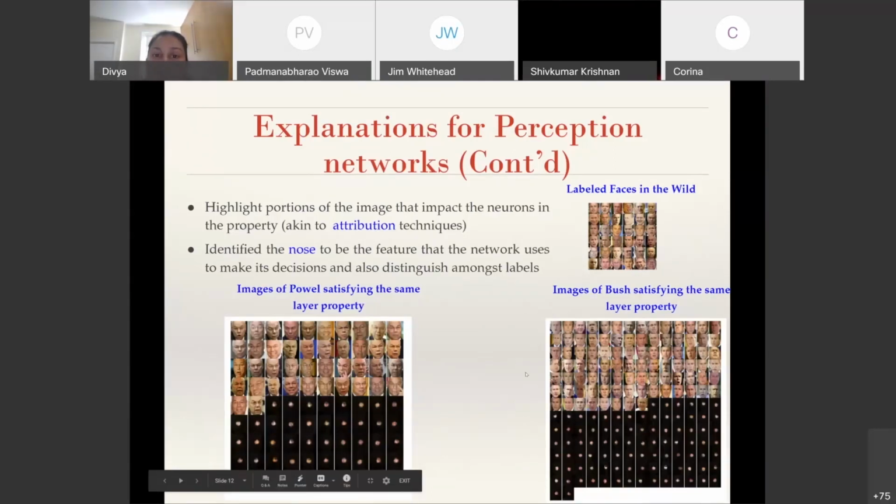So what we speculate is that identification of such a feature could also help us recognize or identify vulnerabilities in the network. For instance, one could imagine that just tampering with the nose in an input image could change the classification, or the identification, that was provided by the network.